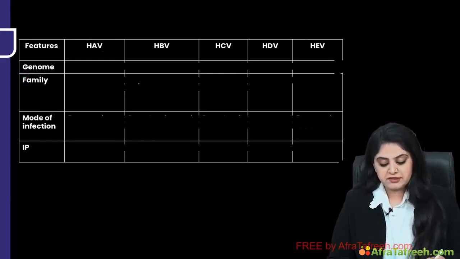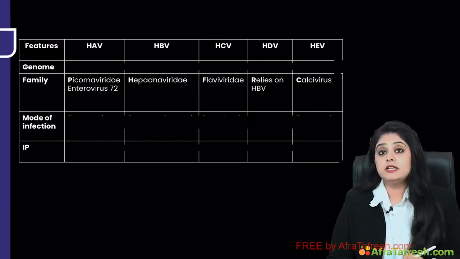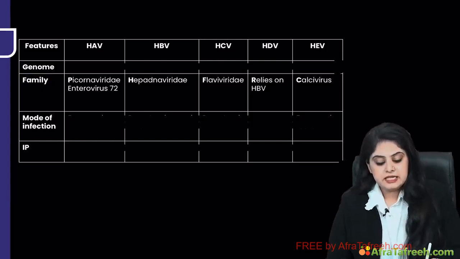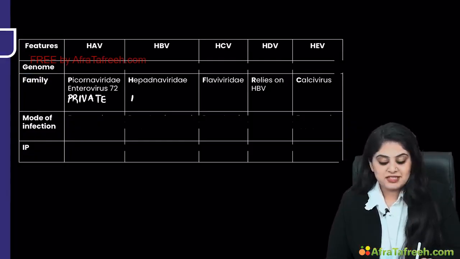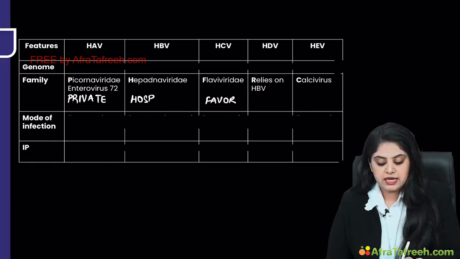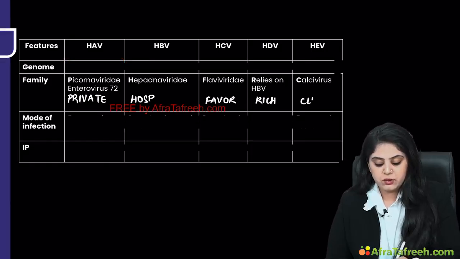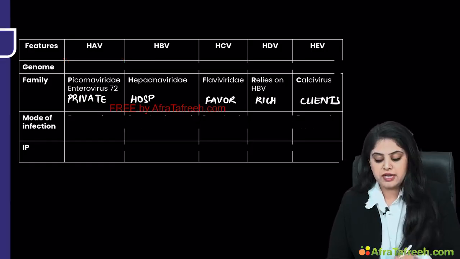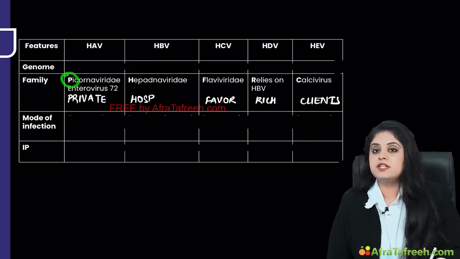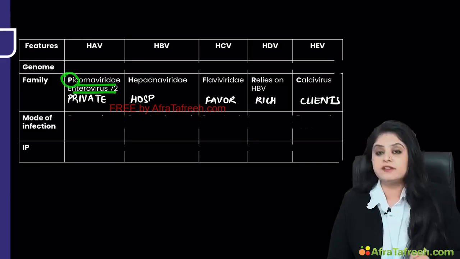And for their families, there's a very famous mnemonic for learning it. From A, B, C, D, E, they say, and that's probably the unfortunate fact, that private hospitals favor rich clients. That is how we learn it. So what is private hospitals favor rich clients? P for Picornaviridae, which includes the enterovirus 72.